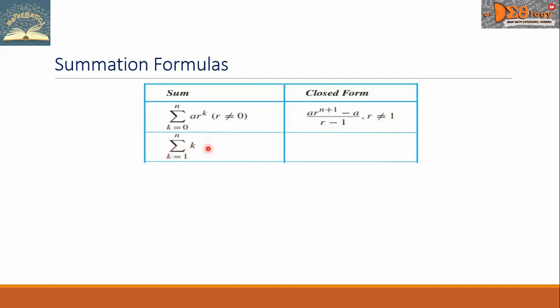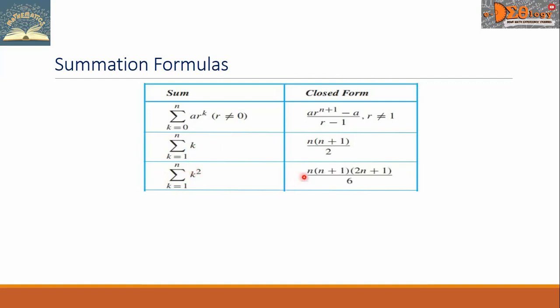Next, summation of K, where K equals 1 up to N. The value is N times the quantity N plus 1, all over 2. Next, summation of K square, where K equals 1 up to N. The value is N times the quantity N plus 1 times the quantity 2N plus 1, all over 6.